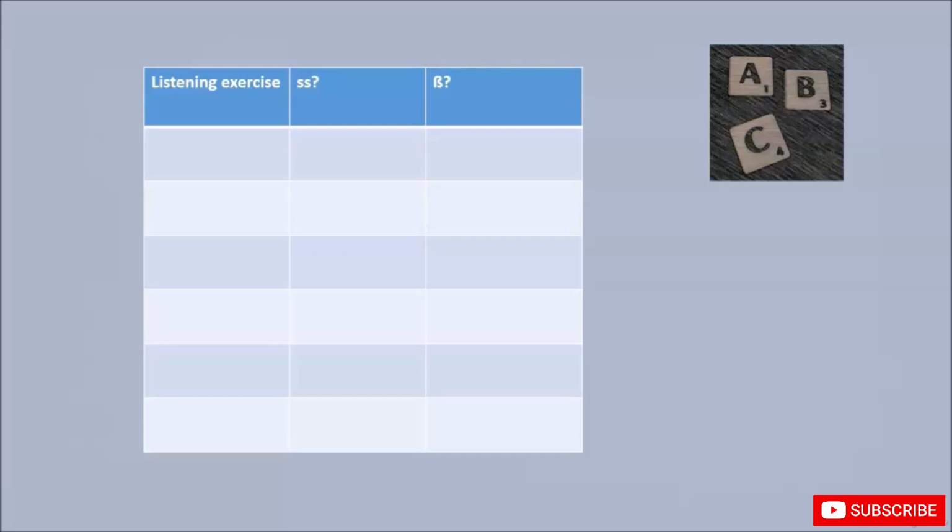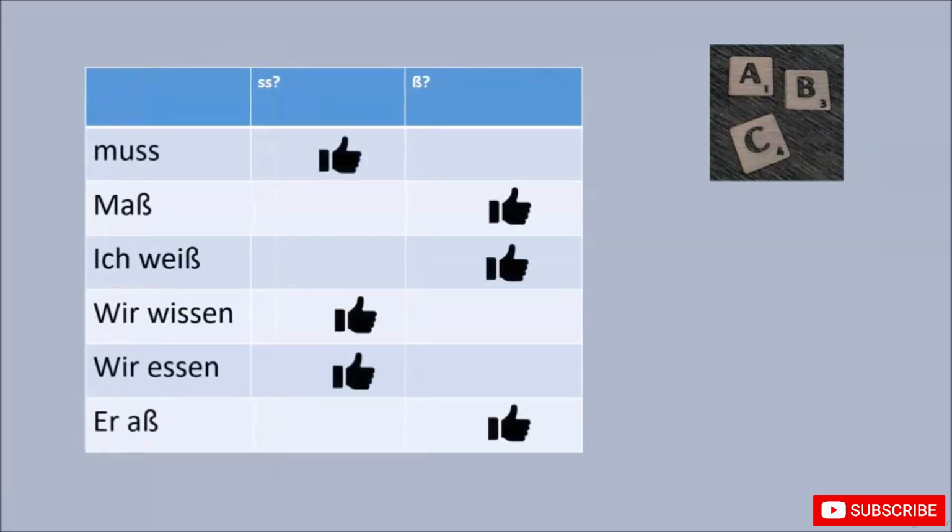This is what it looks like. Muss is a short U, so it's 2 S's. Maß, which has got a long A sound, SZ. Ich weiß, you've got the EI in front of it, so it's got to be the SZ. But wir wissen is with 2 S's. Wir essen, 2 S's. And aß is still spelled with the SZ.